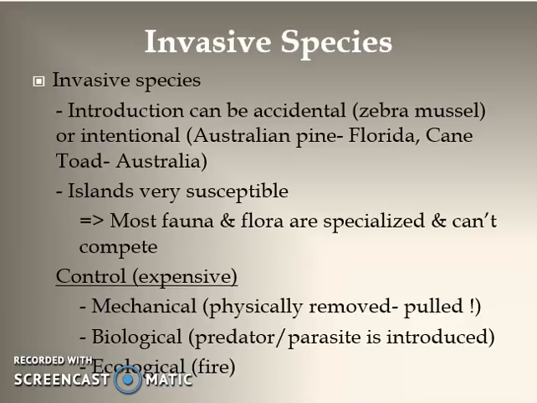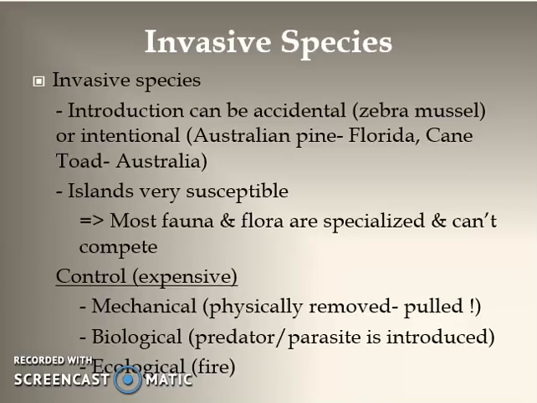Controlling invasive species is very expensive. You can do different things. You can do mechanical removal or control, which is basically physical control, literally going in and pulling the plant or trying to catch the animal. Biological, you can try using a predator or parasite.